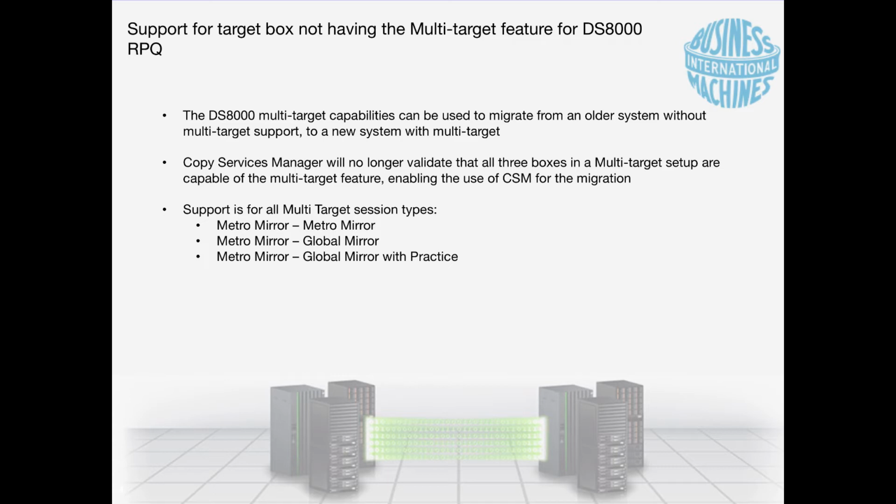Now, the only issue that you might have with that kind of configuration is that it's not meant for a true 3-site DR type case, because the bitmaps between the remote sites aren't being kept if not all boxes have the multi-target feature code. So I would only recommend using this in a migration type case to get to a box that does have multi-target. But all of our multi-target session types do support this. That's Metro Mirror, Metro Mirror Global Mirror, and Metro Mirror Global Mirror practice.